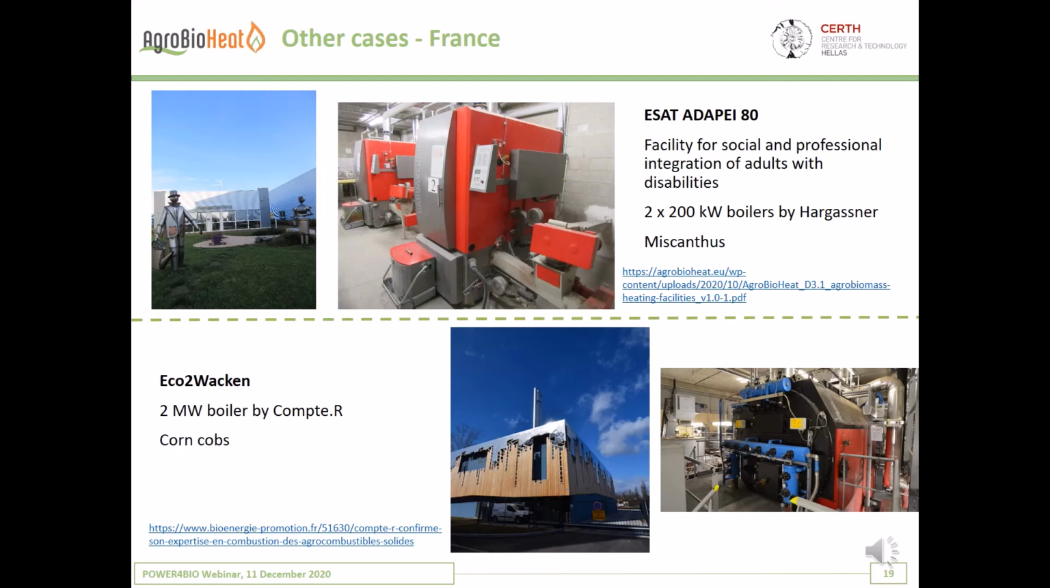And then another example is the Eco2 Wacken district heating plant, which includes, among others, a 2 megawatt boiler by the French manufacturer Comterrar that is using a more peculiar fuel, in particular corn cobs, for its heating purposes.